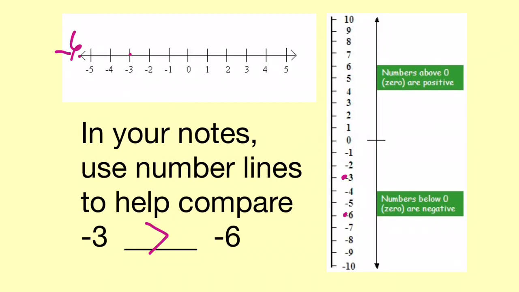Yes, it was okay if you extended the number line a little bit to put your -6 somewhere off the end of what you were already given on the horizontal number line. You can see it on the vertical number line. And indeed, -3 is greater than -6. Why is that? Well, it's closer to 0. They're both negative numbers, and it's closer to 0 than -6, so -3 is greater than -6.